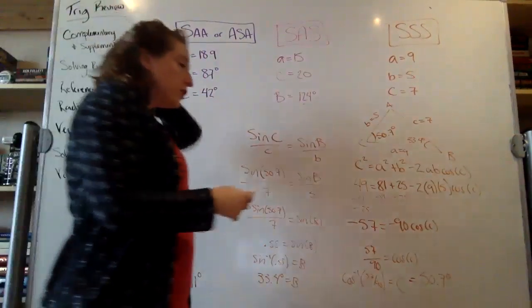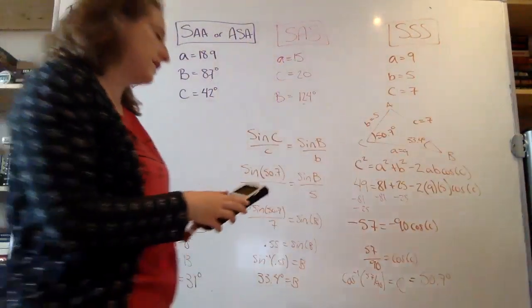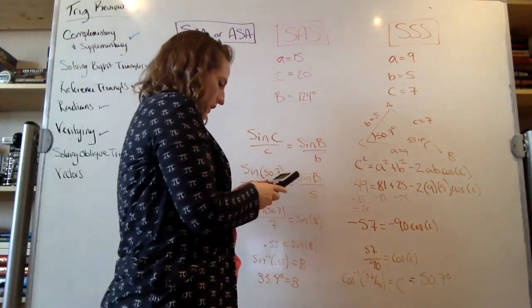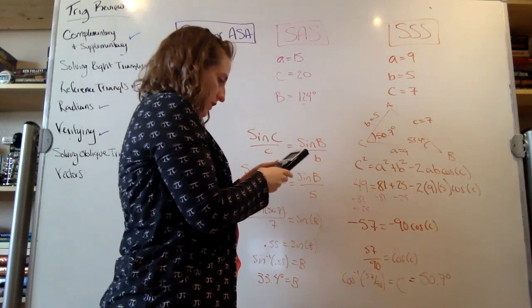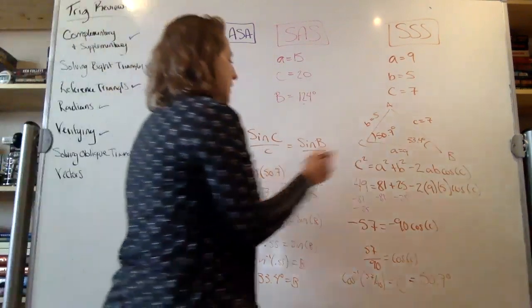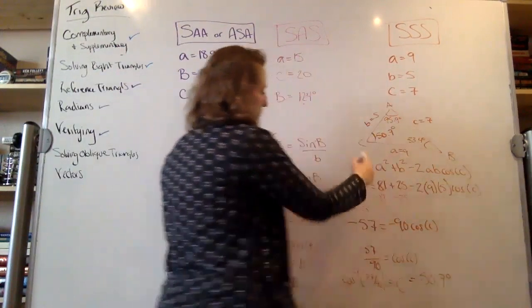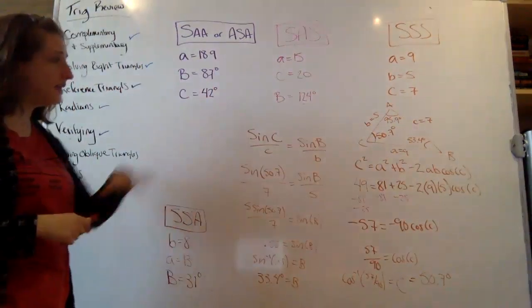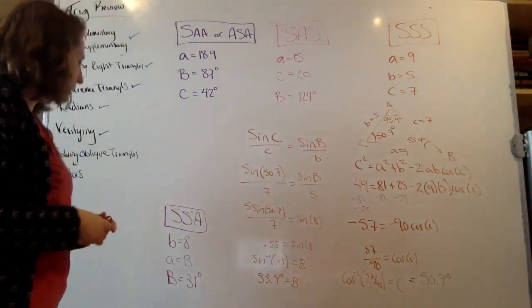Last, I know 2 of the 3 angles of my triangle, so I'm going to use the fact that the angles of a triangle sum to 180 to do 180 minus 50.7 minus 33.4. To get my last angle, it must be 95.9. So we used both law of cosines and law of sines, and we fully solved that side, side, side triangle.